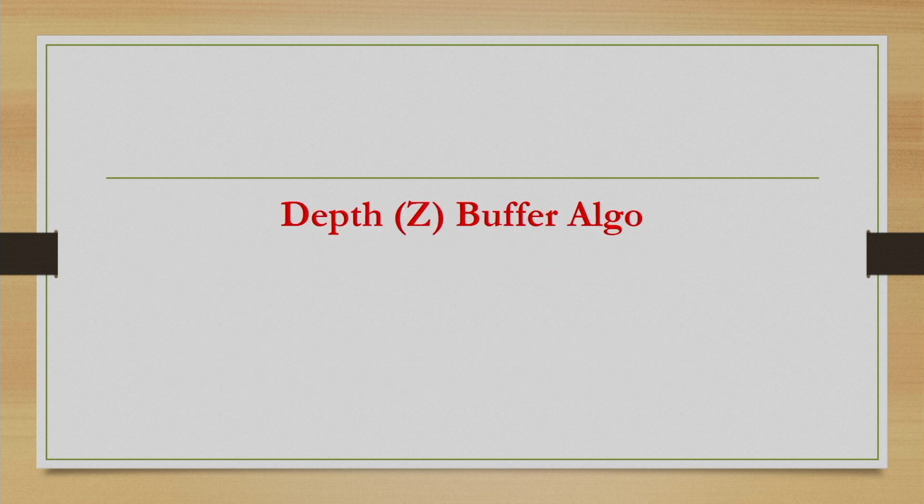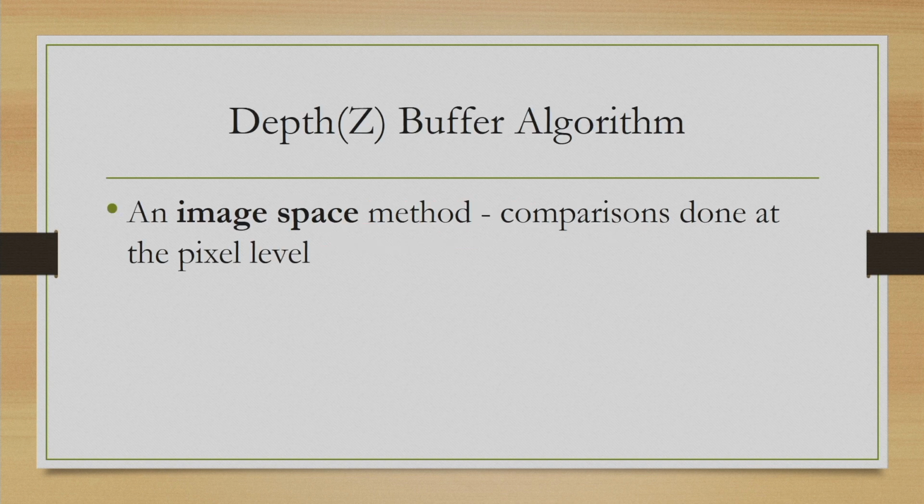Let us discuss one of those methods, that is the depth buffer algorithm, also known as the Z buffer algorithm. Now, this algorithm is an image space method. That means, here we perform comparisons at the pixel level. So, we assume here that the surfaces are already projected on the pixel grid, and then we are comparing the distance of the surface from the viewer position.